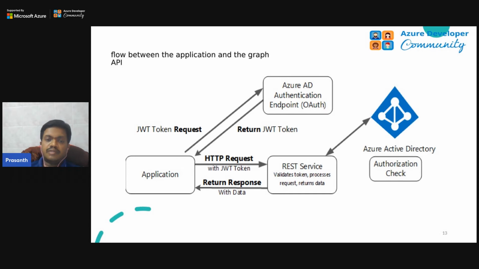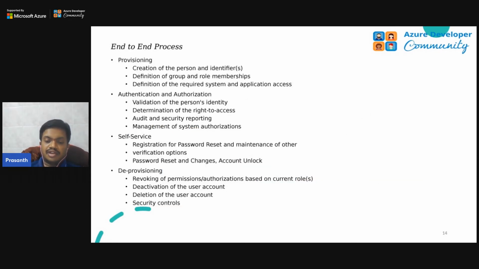So this is how simple the Graph API is. In most of the scenarios, we use the API instead of the portal way or the PowerShell commands, because it's simple to use and it's pretty much faster than the other processes.